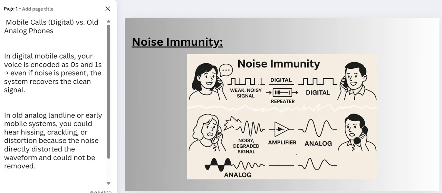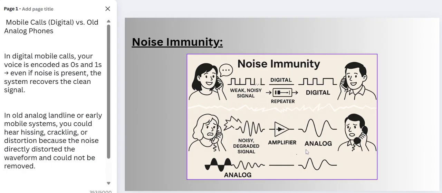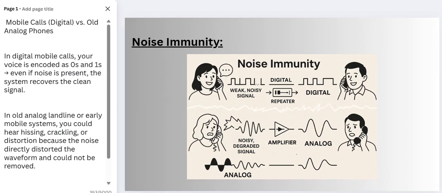Let us understand with an example. You can also see this in the picture. This is a digital communication, whereas this is an analog communication. Mobile calls, like the calls we make with our mobile phones, are digital, whereas the old analog telephones are an example of analog signal.